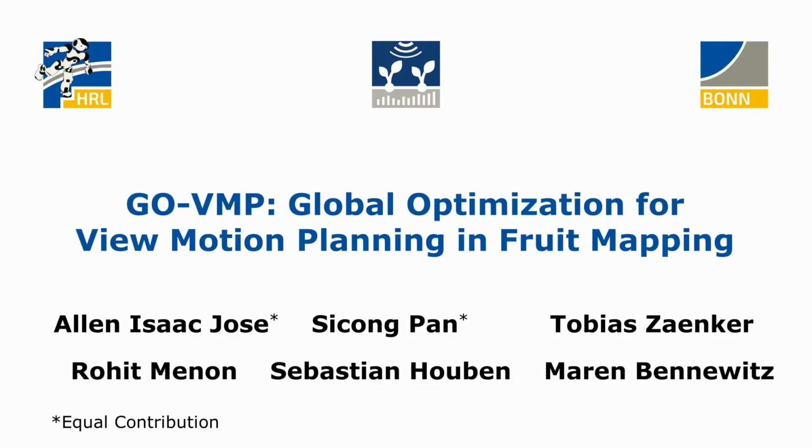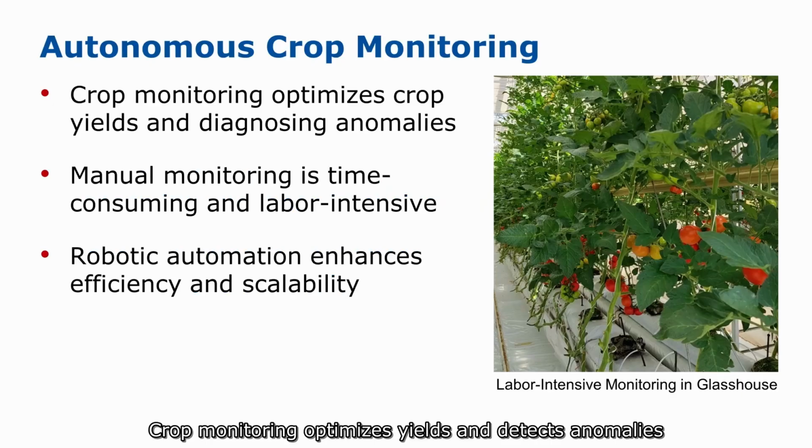We present GoVMP: Global Optimization for View Motion Planning in Fruit Mapping. Crop monitoring optimizes yields and detects anomalies, but manual monitoring is labor-intensive. Robotic automation enhances efficiency and scalability, especially in large-scale glasshouses.